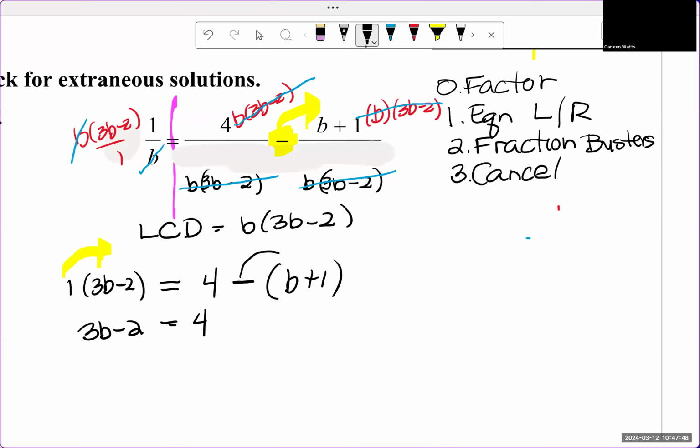4 minus b, right? Not minus 4b. The 4 did not get distributed. Minus b, and then am I going to have plus 1 or minus 1? Minus 1, because that's getting distributed. Minus 1.